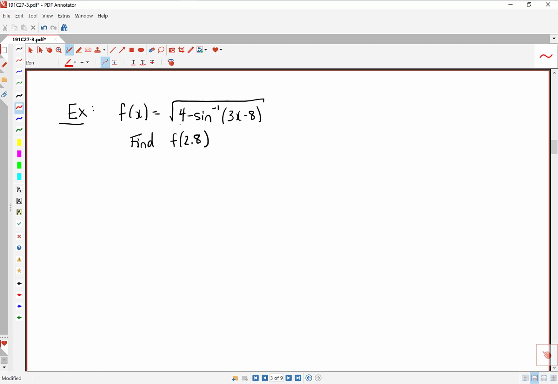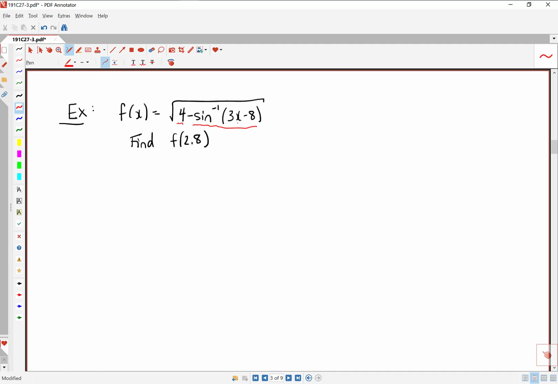So here's our function, square root of 4 minus arcsine of 3x minus 8, and we want to find f of 2.8. So we're going to be putting a number into this arcsine function. And remember, what the arcsine function is going to do is return an angle to you. So let's think about whether we want that angle to be in degrees or radians. Well, if it were in degrees, then we'd have something like 4 minus 27 degrees or something like that. We would have a mismatch in the units. If this were in degrees and this is just a number, then we'd have a mismatch in the units and we wouldn't be able to do the computation.